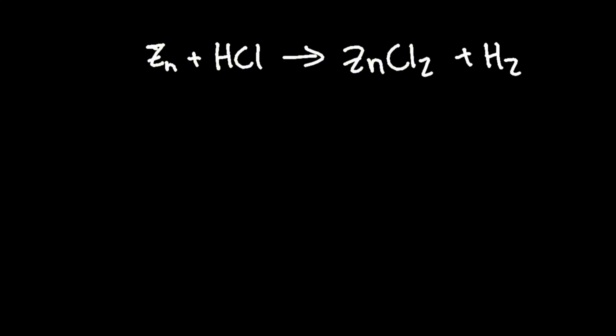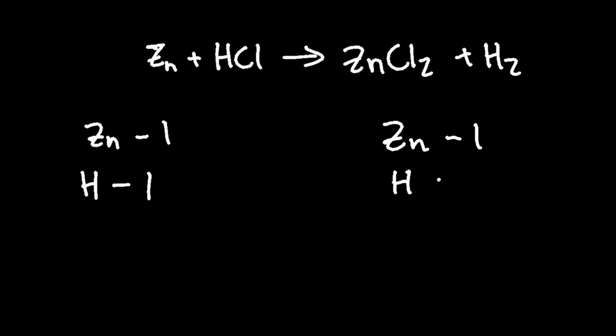Zinc plus hydrogen chloride reacts to form zinc chloride plus hydrogen. Okay, now we have 1 zinc on this side and 1 on the other side. On this side we have 1 hydrogen, and on the other we have 2. On this side we have 1 chlorine atom, and on this side we have 2 chlorine atoms.